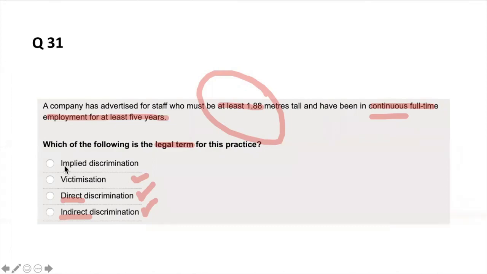And finally, implied discrimination is actually when it's suggested, when you're kind of discriminating, but you're suggesting it. You're not really clear as well. That is kind of similar to indirect, but the legal term is this one here, indirect discrimination.